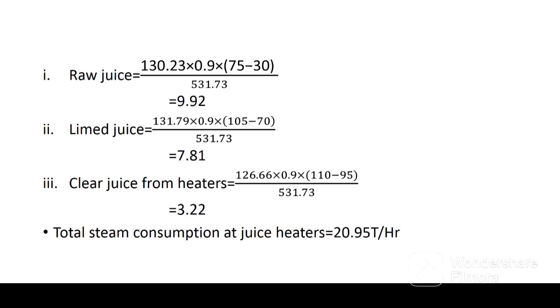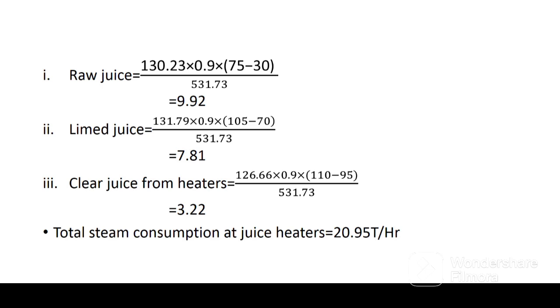Next, we have lime juice. The quantity of lime juice per hour is 131.79 times the specific heat capacity of juice, 0.9, times the temperature change. The initial temperature of lime juice was 70 and after heating the temperature was raised to 105. So we'll take 105 minus 70, you get 35. So we'll take 131.79 times 0.9 times 35 over 531.73. That will give us 7.81. So the quantity of steam used to heat lime juice was 7.81.